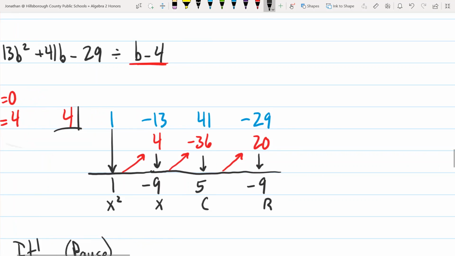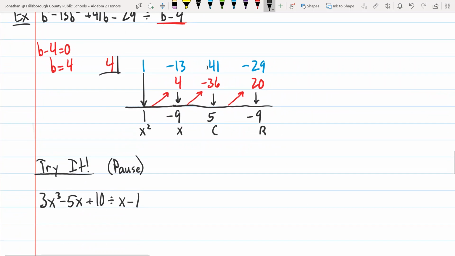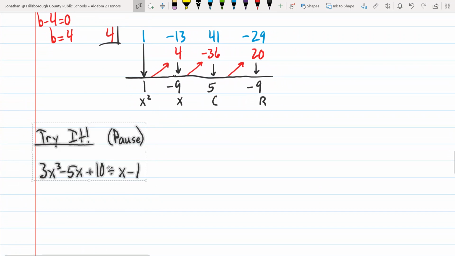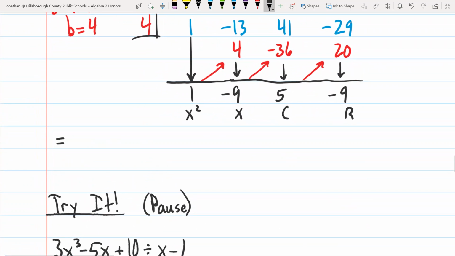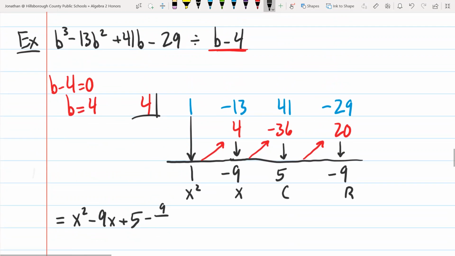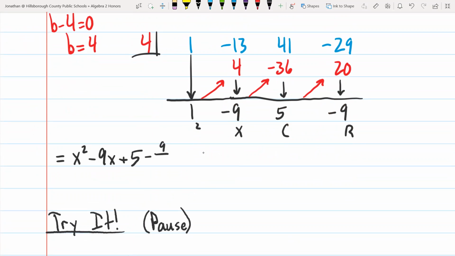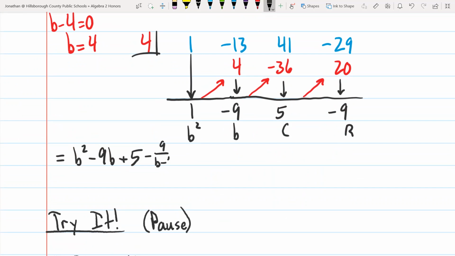So to write my answer normally, I need to give myself a little more space. 1b squared minus 9b plus 5 minus 9 over the divisor of, oh, I'm sorry, I'm putting x's instead of b's. b squared, b. b minus 4.